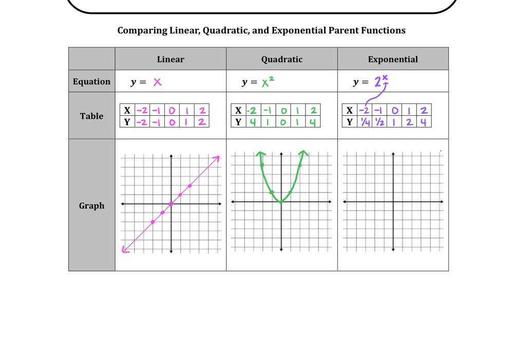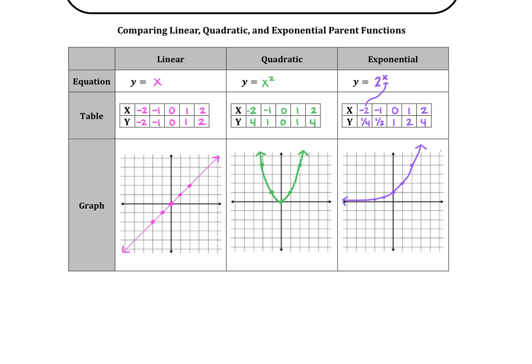And I'm going to do my best to plot those points because I do have some fractions. So that's about 1/4, about 1/2, 1, 2, and 4. This is going to be in the shape of an L. Again, do the best you can and add arrows. It's okay if it's not perfect.